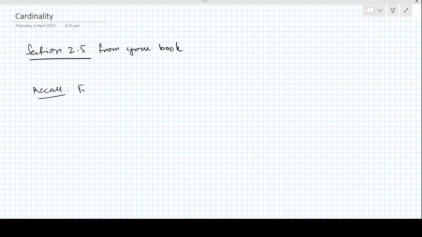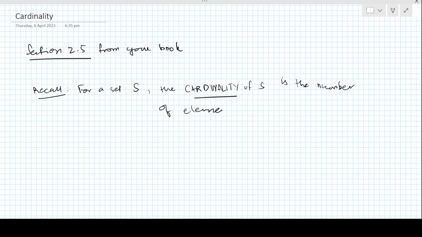Recall that for a set S, the cardinality of S is the number of elements that it has. It's simple. So if, for example, S is {A, B, C}, then the cardinality of S, and you use these two bars to denote the cardinality, |S| is 3.